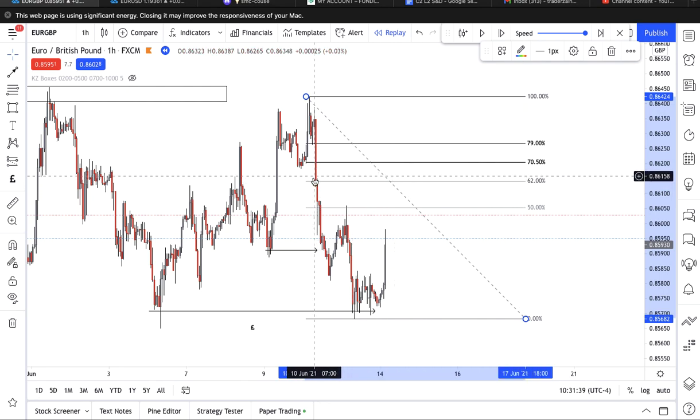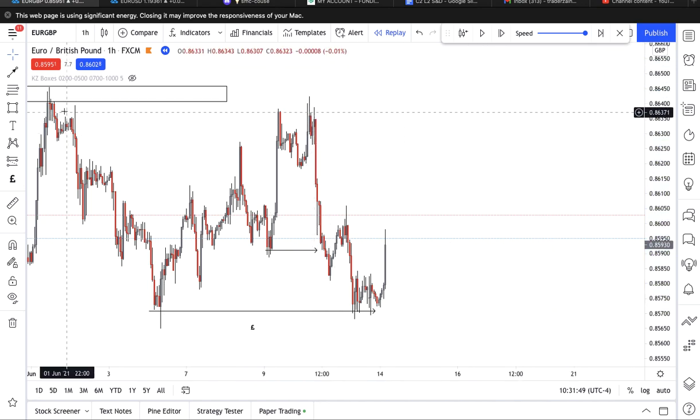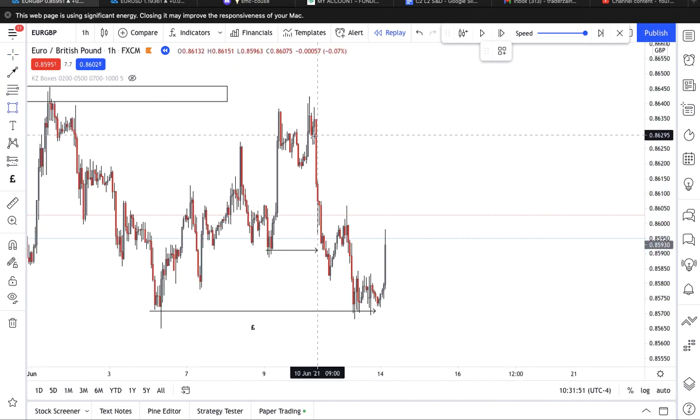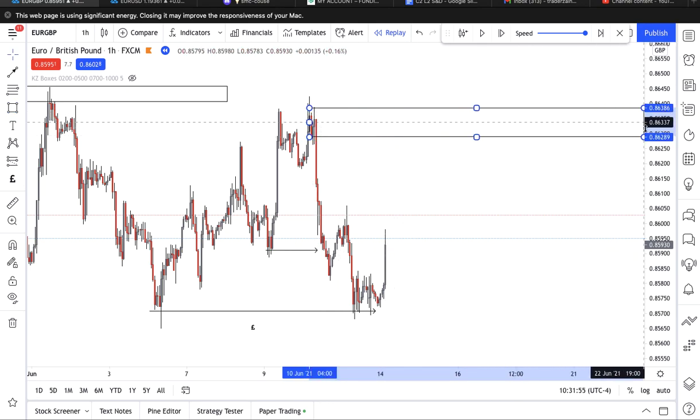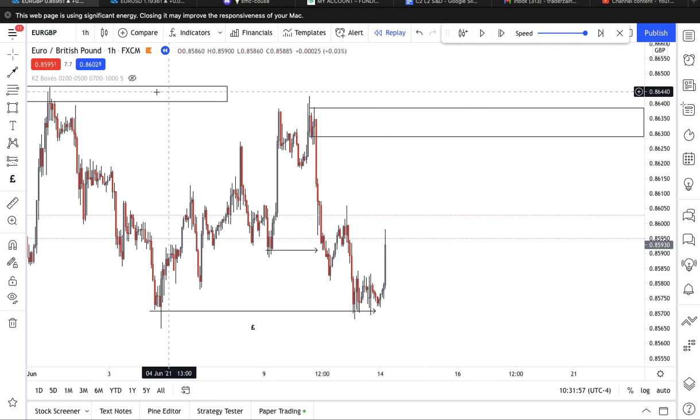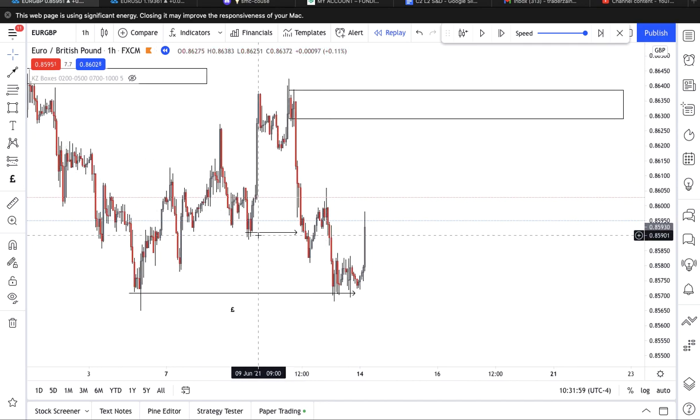62%, we don't see anything. No base. 70.5%, no base, just imbalance. 79%, what can we see? A discounted supply. So we're interested in this area here, right? So let's go over our confluences again.